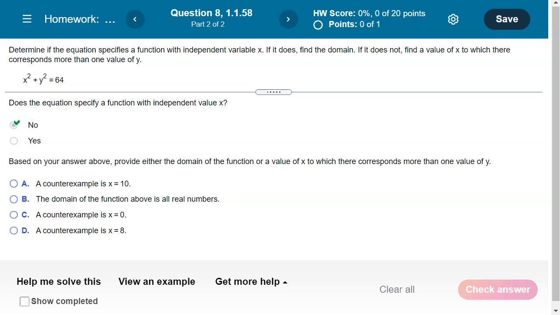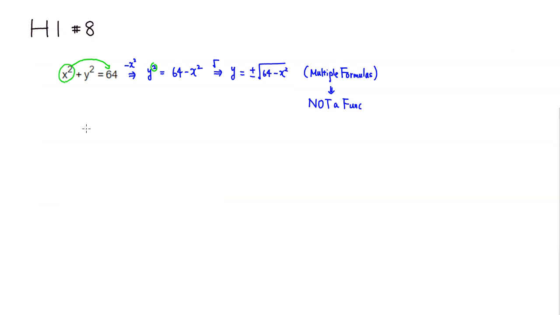So B is not the answer, and the counterexample x equals 0 is a good one. If x equals 0, then you can see that the y value is going to be plus or minus the square root of 64 minus 0 squared, which is plus or minus the square root of 64, which is plus or minus 8. So you can see visually, the x value is 0, then x equals 0 has two corresponding y values.